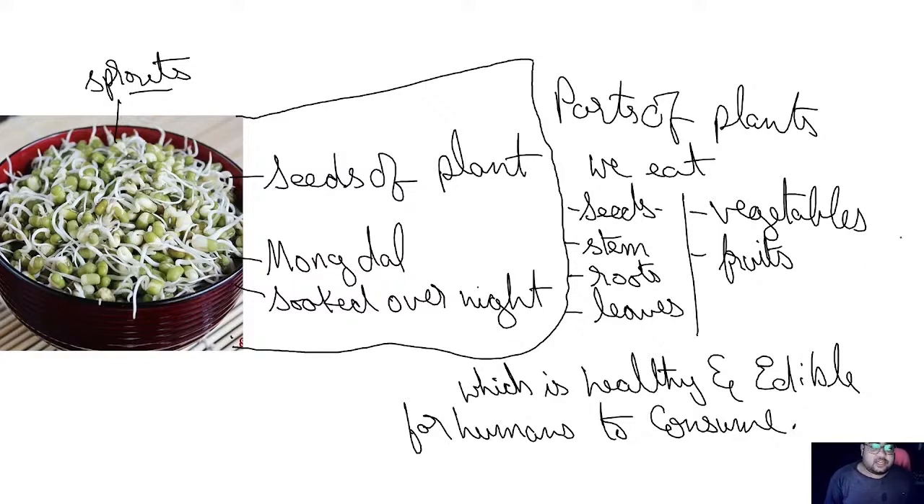So we pick a few selective plants. No, no, please don't write this. Okay, I'm just trying to explain in detail. Okay, there are a few selective plants which we pick. There are a few good plants for vegetables. There are a few good plants for fruits, for stem, seeds, roots as well, and leaves. So we pick a few plants which are good, healthy, and edible for humans to consume.